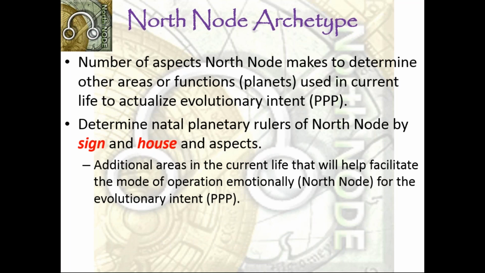Look at the number of aspects that the North Node makes to see how active it is in helping the soul pull itself forward in its emotional movement and evolution. And then you will also look at the rulers of the North Node by sign and house and see how they add more detail to the North Node and that emotional evolution going forward.